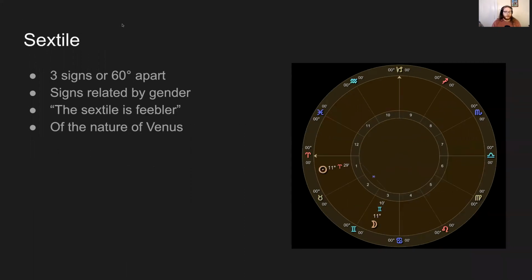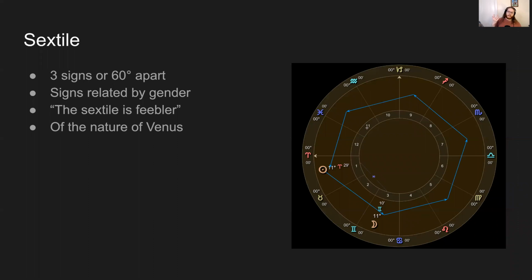So next up, we have the sextile. These are going to be 3 signs or 60 degrees apart. And we can see here that the sun and the moon, again, are sextile to each other. If we keep drawing out these sextiles, then we get a nice hexagon. Again, my drawing is not the best, but you just have to live with it. So the only thing that Porphyry says about sextiles is just that the sextile is feebler. Oh, and I forgot to say oppositions are of the nature of Saturn, but the sextile is feebler.